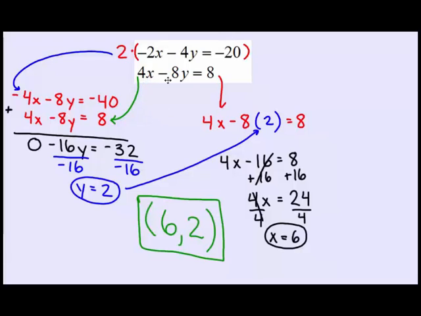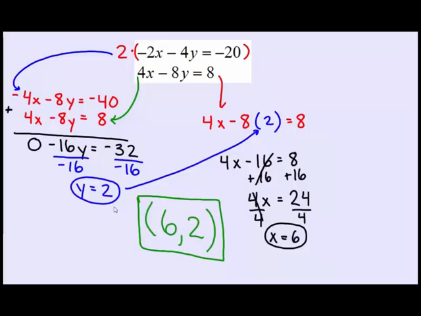I'm then just going to bring down my bottom equation so that they're lined up. And notice now my x's have a negative 4 and a 4 lined up. So I need to ask myself whether I want to add or subtract in order to eliminate. Well, since I've got a negative 4 and a positive 4, if I add them together, that will give me 0. So that means I'm going to add each of these pieces. Negative 8 plus negative 8 gives me negative 16y. Negative 40 plus 8 gives me negative 32. I'm then going to divide by negative 16, and I get that y is equal to 2.